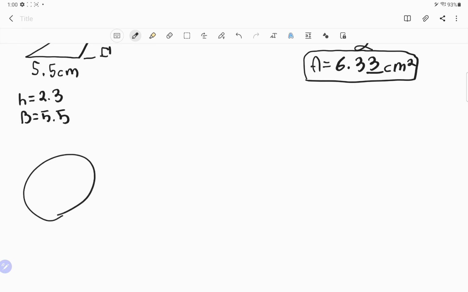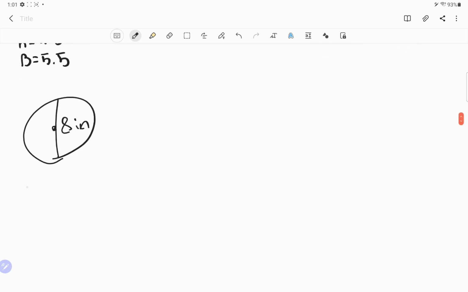Next problem that we have is going to be a circle. Oh, that's a horrible circle. It says 8 inches. So right out of the gate, I'm going to read what it says. Find the area of a circle, use a calculator. Use the calculator's values for pi. So we're going to be using 3.14. Use 3.14 for your pi every time that you multiply. And we're going to be rounding to the nearest tenth.